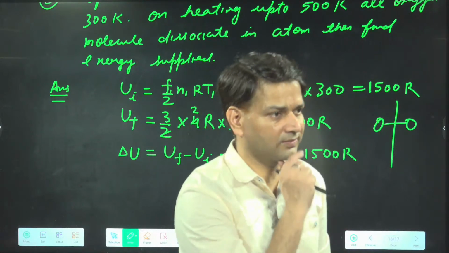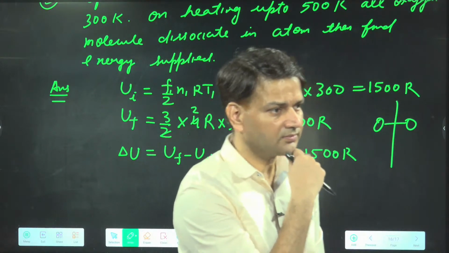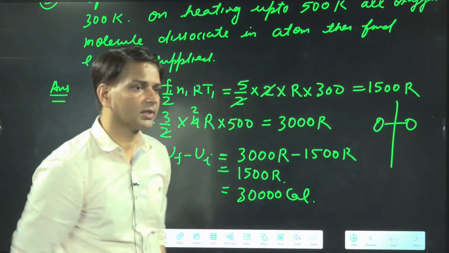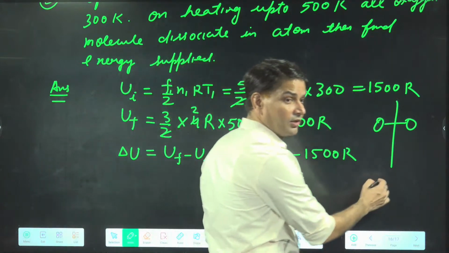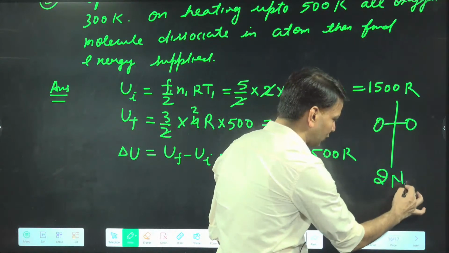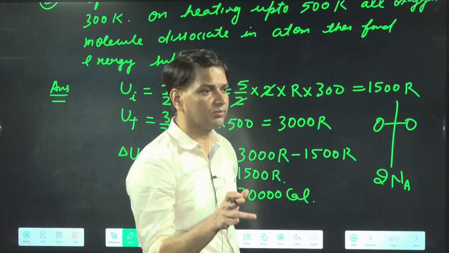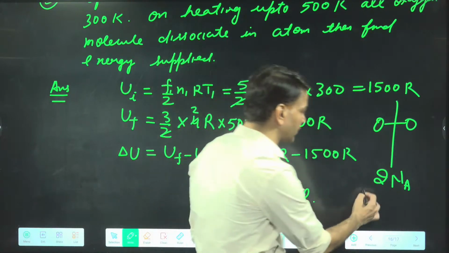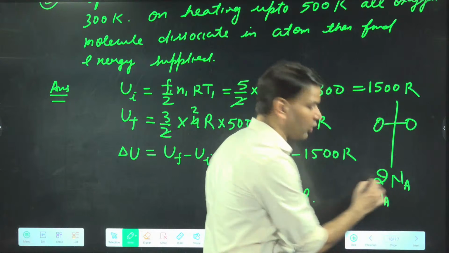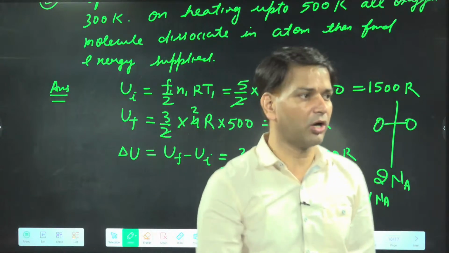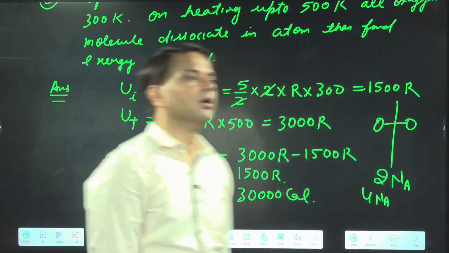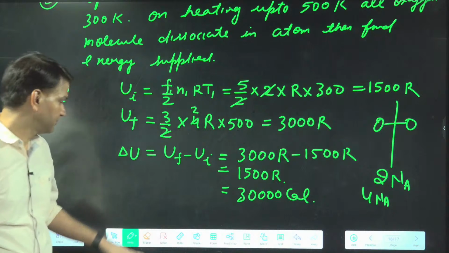Got it or not? So initially we have 2 Na, 2 Avogadro number of molecules. Now after dissociation, one molecule is giving 2 atoms, so we will have 4 Na of atoms. So 4 Na of atoms, so how many moles? 4. Okay.